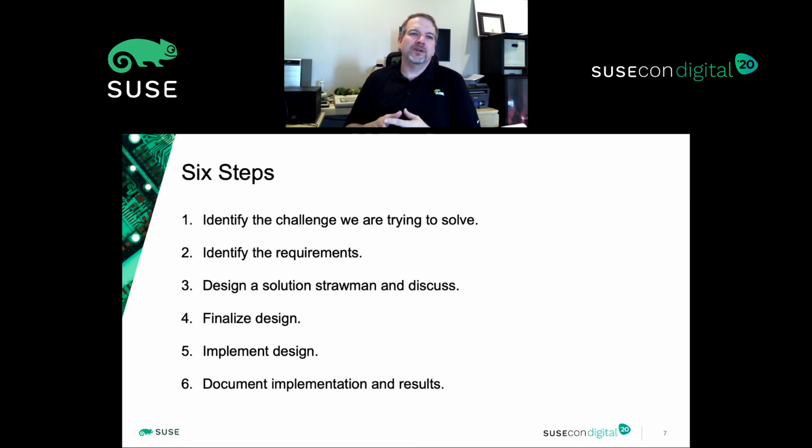The next thing we'll do is we'll actually implement the design, and along the way we document the implementation process and the results. This is so that we have that step-by-step guide that occurs, right? So this is the good idea of a process.